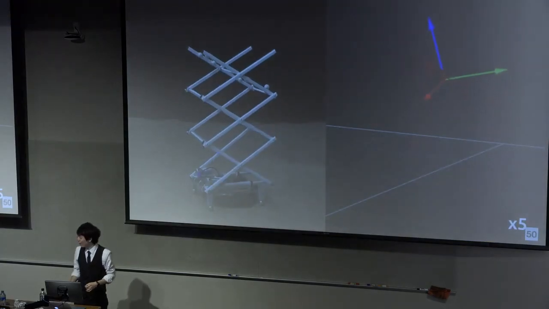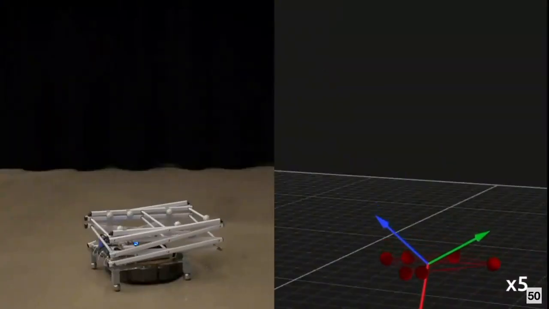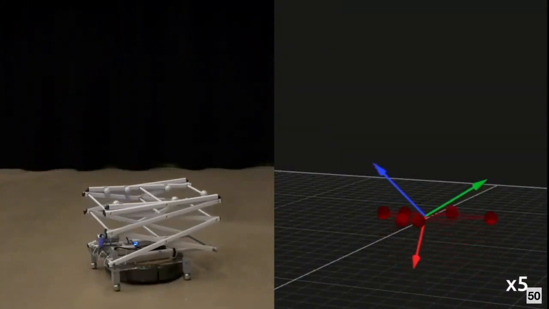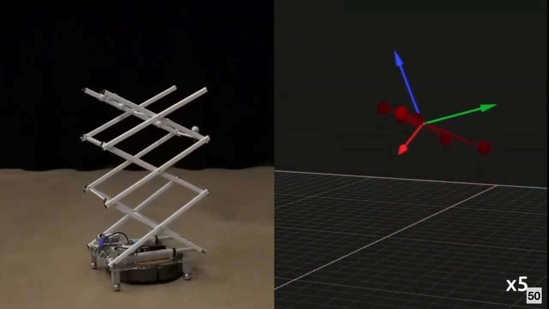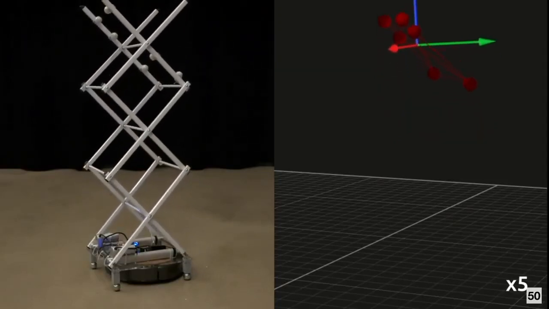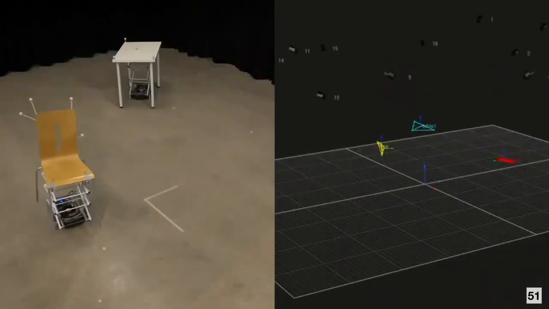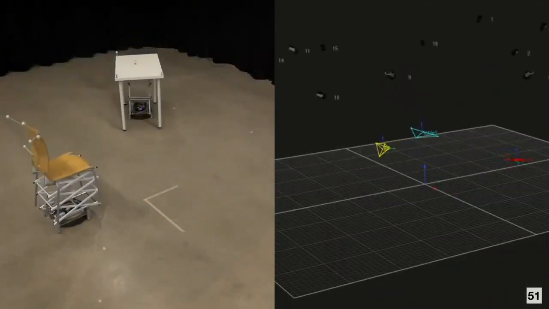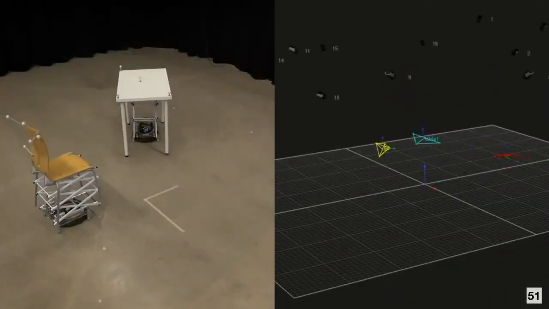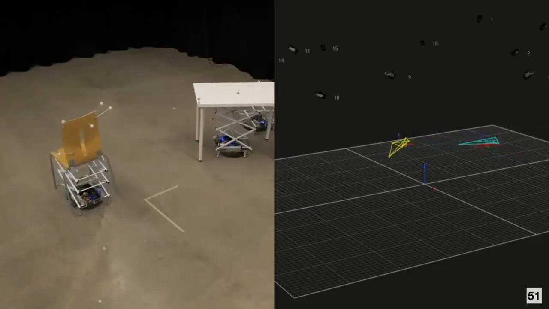Then we are using retroreflective markers and motion capture to track the robots as well. The scissor structure can extend from 20 centimeters to 100 centimeters. We also attach retroreflective markers to the furniture, so we can continuously track the position of both the robots and the furniture.